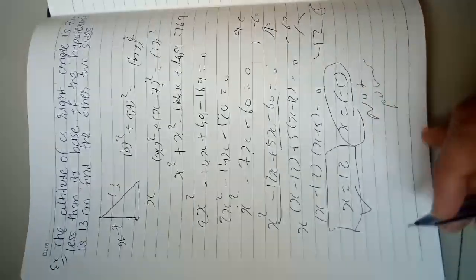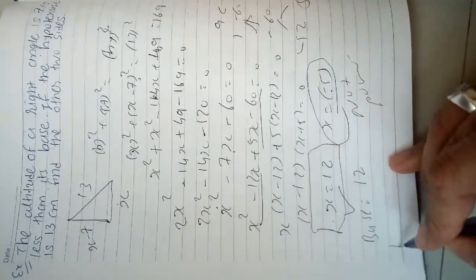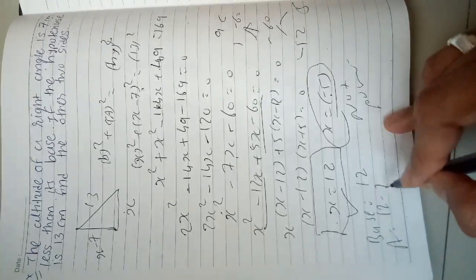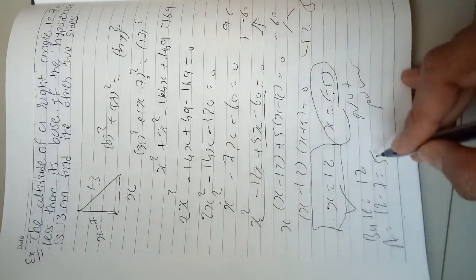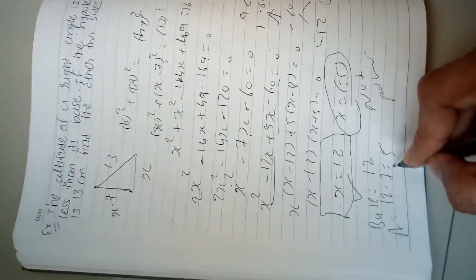So we get base as 12 and altitude as 12 minus 7, which is equal to 5. So here the base is 12 and the altitude is 5.